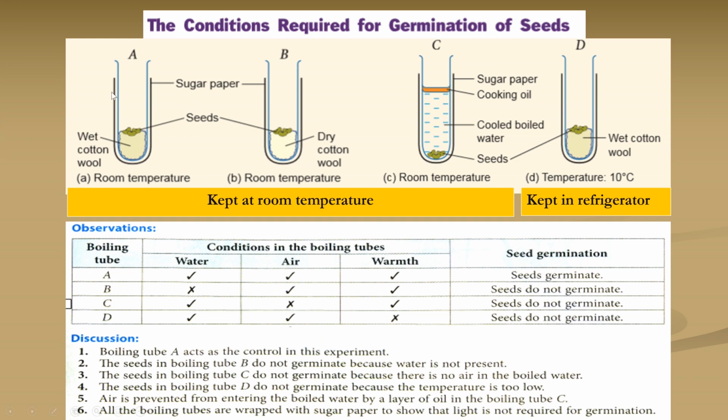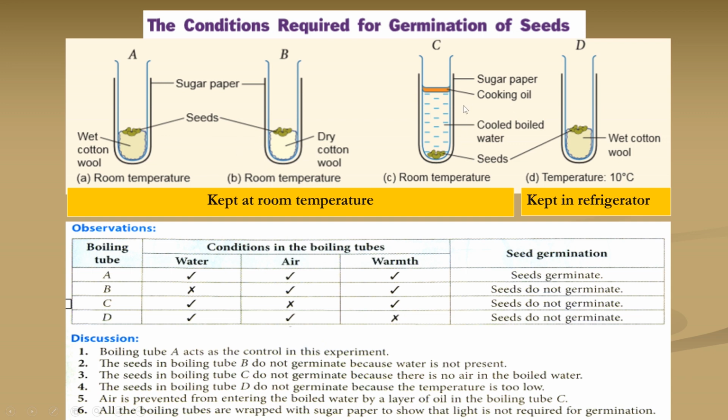4 boiling tubes A, B, C, D are prepared as shown in the diagram. Boiling tube A contains wet cotton wool and some seeds, and it is placed at room temperature. Boiling tube B contains dry cotton wool and some seeds, and it is placed at room temperature too.